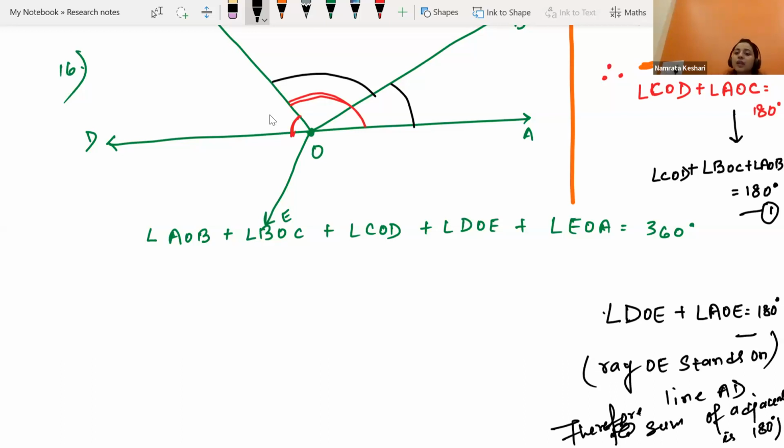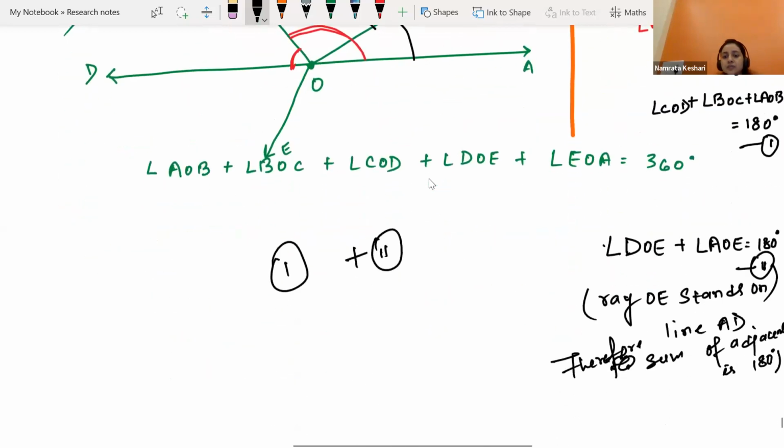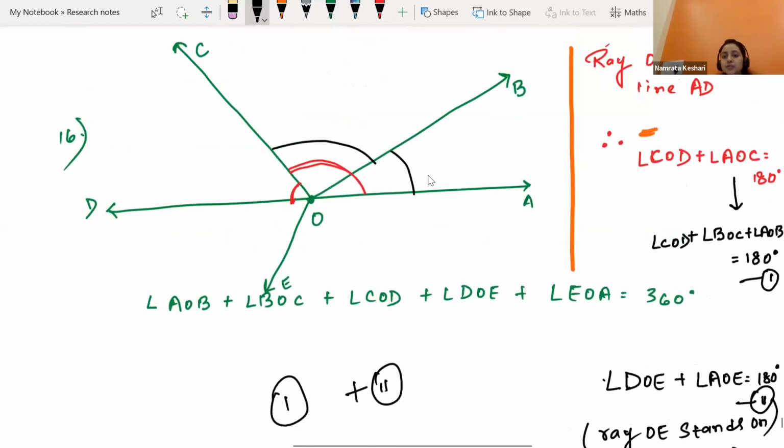Okay, now we will add equations 1 and 2 and we will be getting what we are supposed to prove. Right, Sara? Yes, ma'am. So we are done. Are you getting it? Yes, ma'am. This is how we will do it. It is crystal clear that it will be 360 degrees. But how to prove that? We are taking the help of linear pair. That's it.